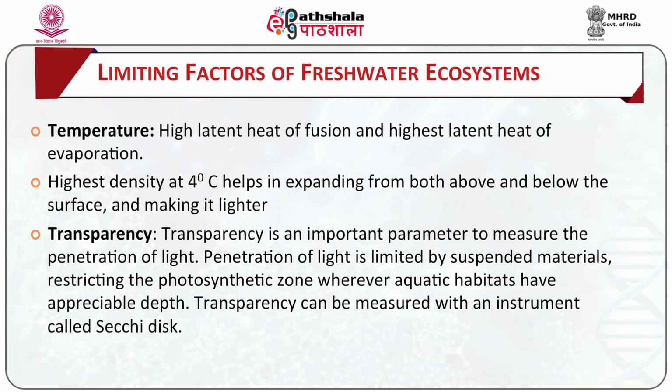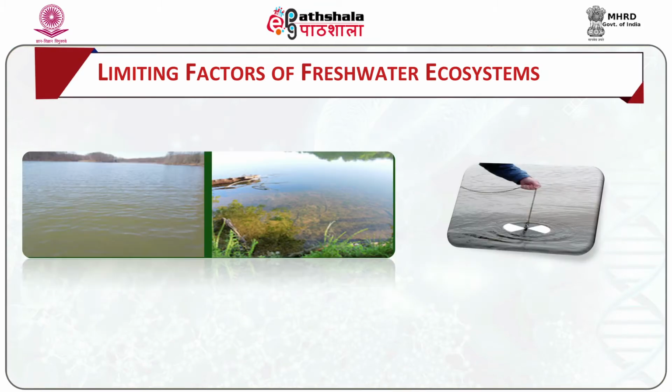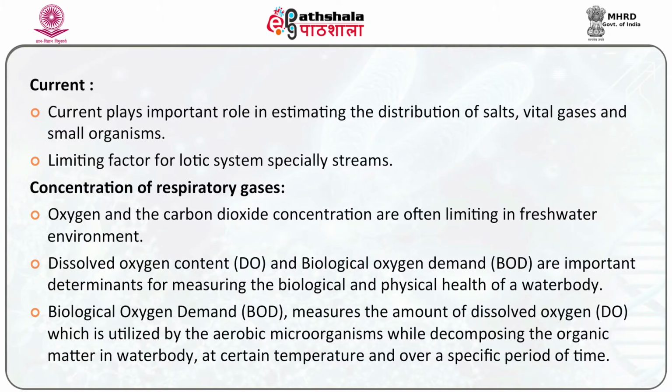Transparency can be measured with an instrument called a Secchi disc. It consists of a white disc about 20 cm in diameter that is lowered from the surface until it just disappears from view. Secchi disc transparency of an unproductive clear lake is about 40 meters, whereas in a heavily turbid water body it is as low as a few centimeters. Current. Current plays an important role in the distribution of salts, vital gases and small organisms. It serves as an important limiting factor for lotic systems, especially streams.